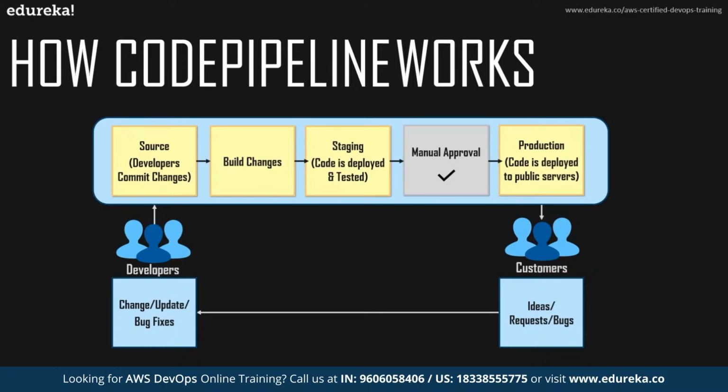An approval action is granted only by the IAM user, and if an action fails, it does not transition to the next action or stage at all.